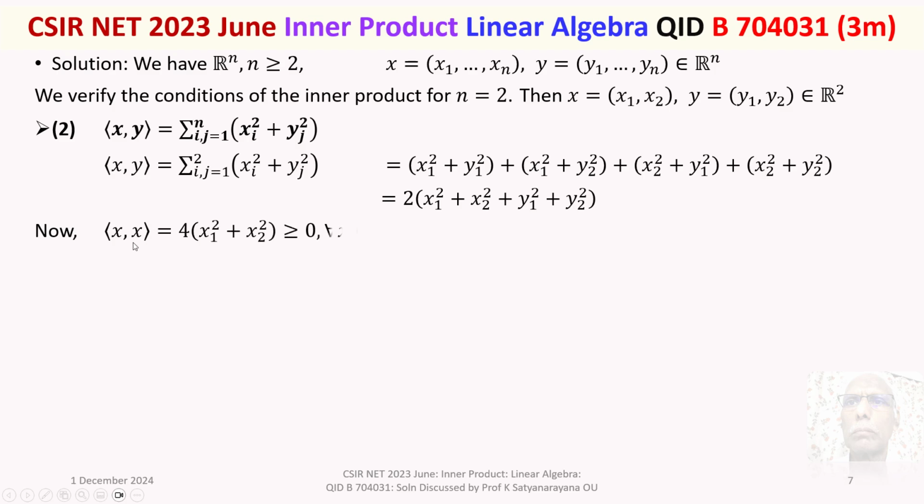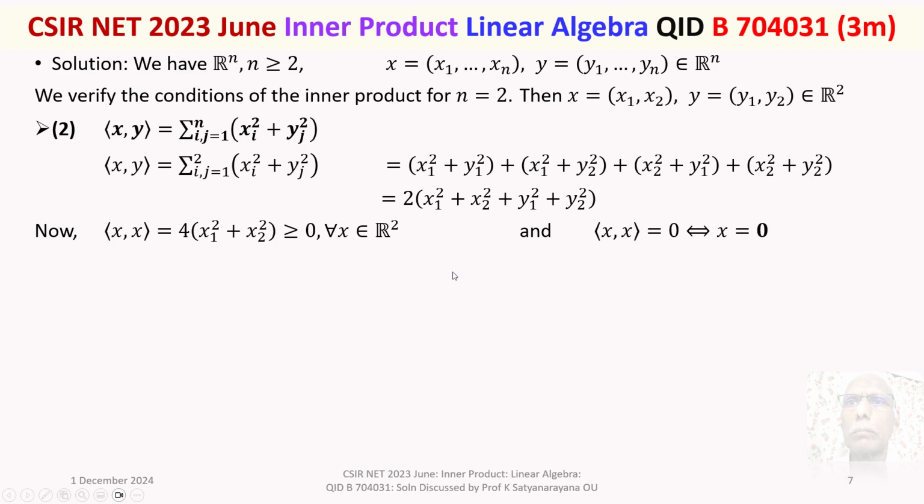Now look at x comma x. x comma x will be equal to 4 times, because y1 is equal to x1, y2 is equal to x2. So you will get 4 times x1 square plus x2 square, which is greater than or equal to 0 for all x belongs to R square. Positivity has come. But now the positive definiteness: x comma x is 0 will imply 4 times x1 square plus x2 square is 0. This will imply x1 is 0, x2 is 0, which implies x is equal to 0. So the positive definiteness is also satisfied.